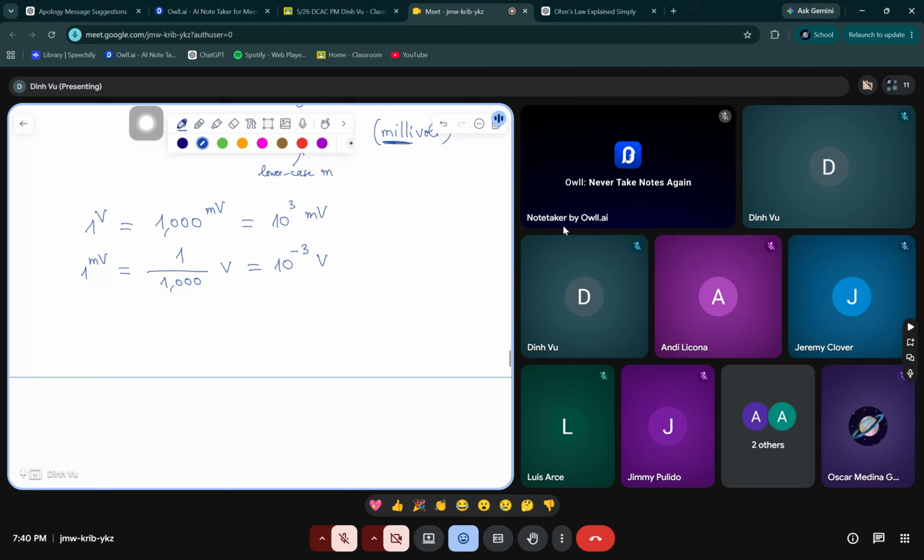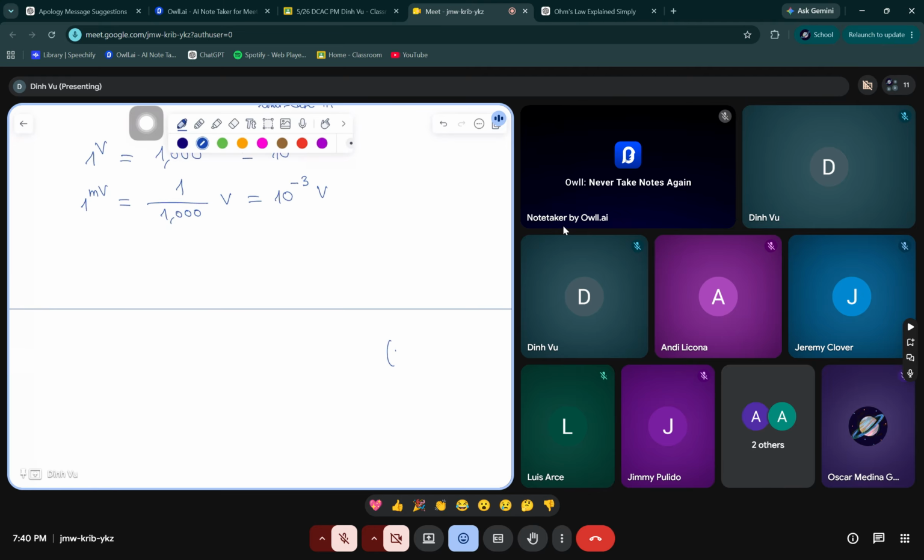Okay, so the other unit of volt is a microvolt. So this is similar to current, microvolt. Right, microvolt or U volts. This is a microvolt.